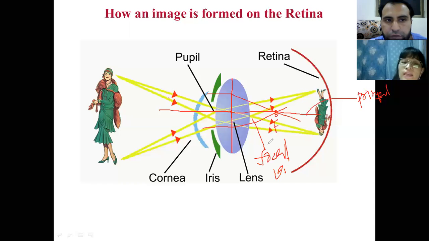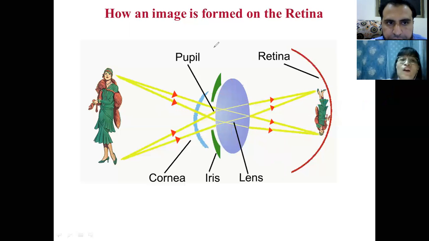You know, the focus point must be on the retina to get a clear image. If that focus point isn't on the retina, we can't get any clear image. Our image would be blurred. Good. Have you got it? Yeah. So we will discuss this later in the next slide, right?